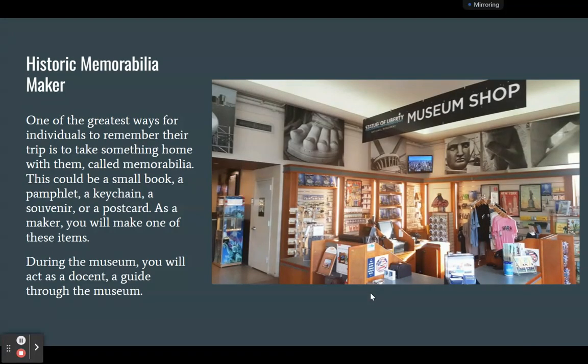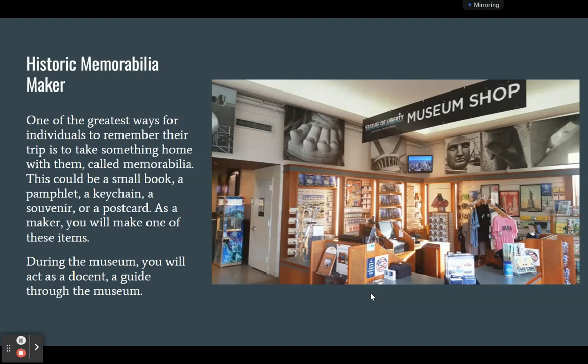Option three, historic memorabilia maker. When you go to the Black History Museum in Washington, D.C., you will see that they have a gift shop, and all gift shops have stuff that people are supposed to take home with them that they purchase that helps them connect to the history later on. So it could be something as simple as a keychain, it could be a book, it can be a pamphlet.